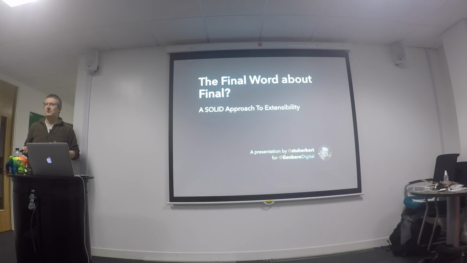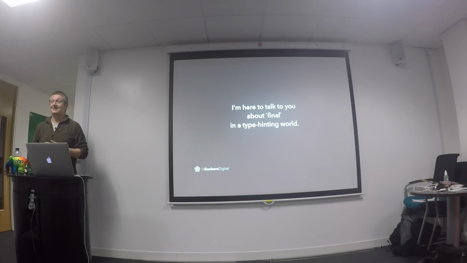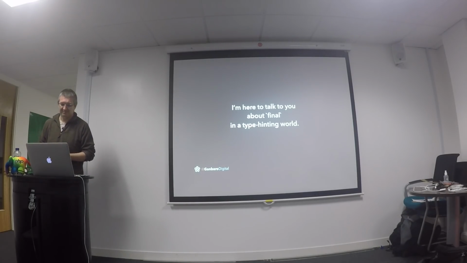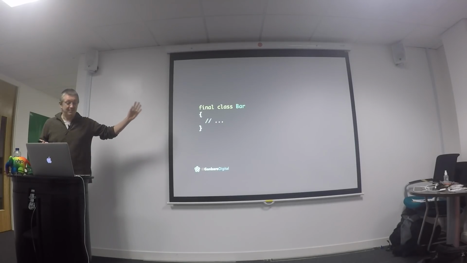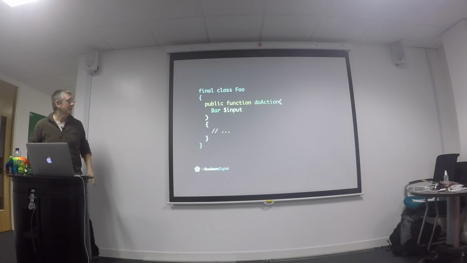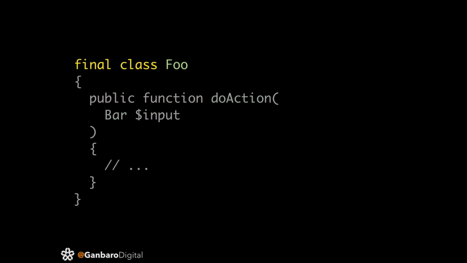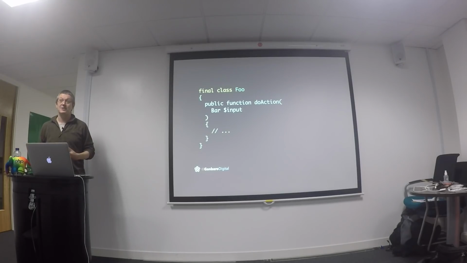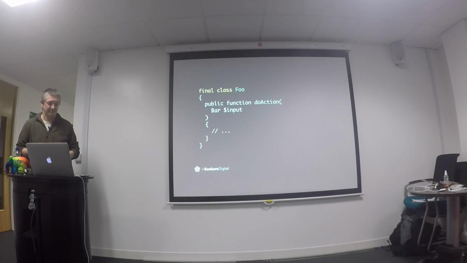So I want to talk to you about the final keyword in PHP, and specifically about the impact it has. Now PHP is moving to type hinting becoming more and more normal. And what do I mean by that? Imagine a basic class marked as final, and then imagine that's being fed into a method in a class of some type. We've got the type hint right there. And for good measure, we'll also cover what happens if someone makes that consuming class final as well. That's what we're going to cover tonight.